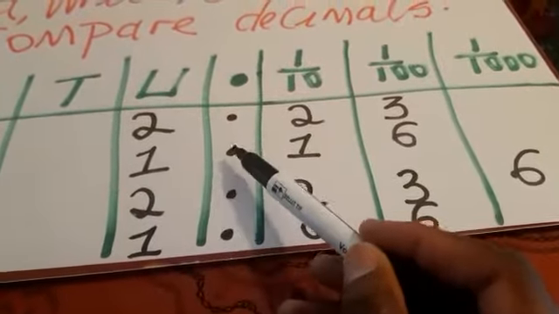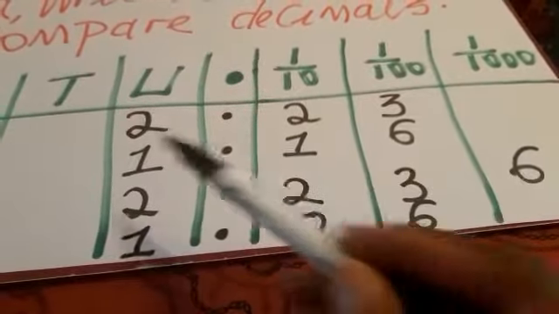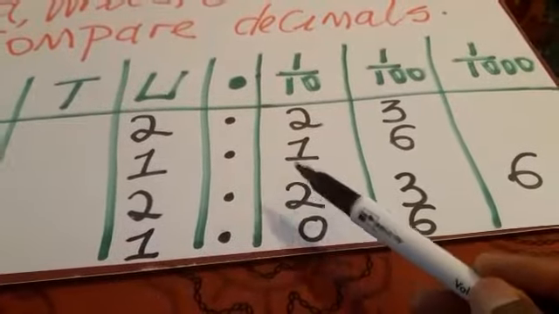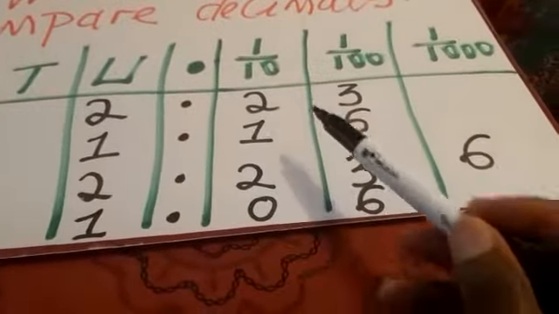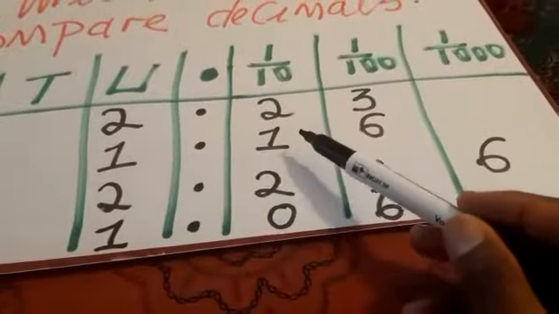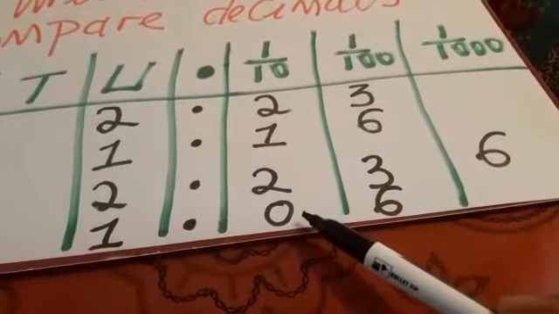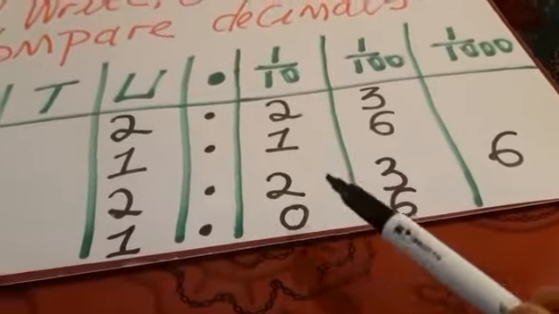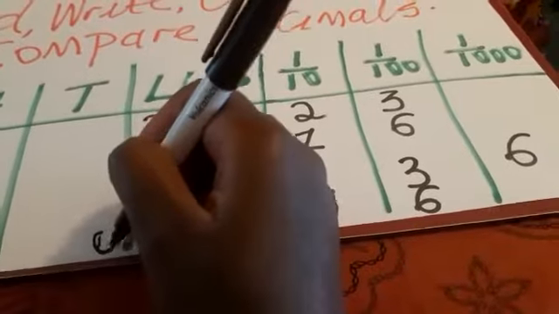I have 1.16, and then I have 1.06. So I compare the units column, 1 is the same. Then I go to the next column. Remember, the decimal point is in place and that doesn't move. I go to the next column, which is my tenths column. And then I look at the first one and it's got a 1/10. And I look at the second one and it's got a 0, which means that 1.06 is the smallest. So I put number 1 here.